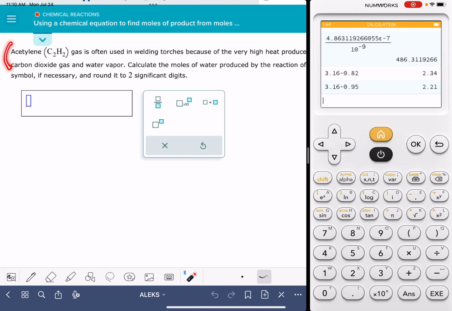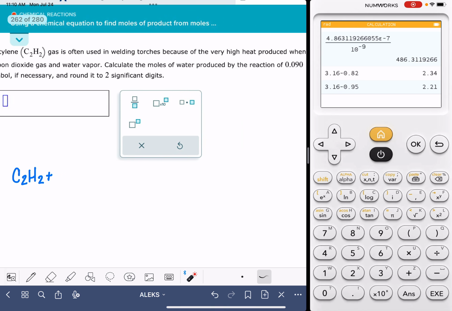Step one is going to be taking this information at the very beginning of the problem and using it to write and balance a chemical equation. ALEKS is going to provide you with everything you need to know to write the chemical equation. All you have to do is read this and copy information down as you're reading it. So mine says that I have acetylene, which is C2H2, and it's a gas, but we don't need to worry about state. Solid, liquid, gas, doesn't matter. It's used in welding torches, and so on.